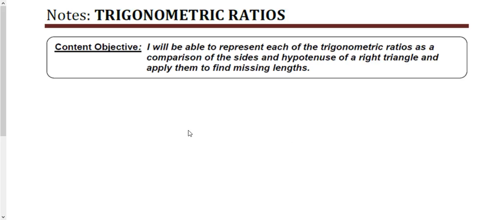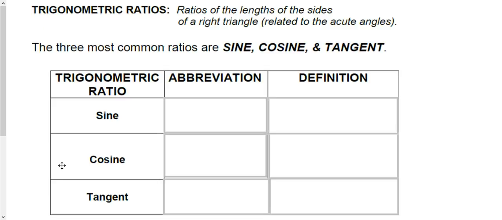In this lesson, you'll be able to represent each of the trigonometric ratios as a comparison of sides and hypotenuse of a right triangle and apply them to find missing side lengths of a triangle. So we'll start off looking at the definitions of what these trig ratios are. The three most common ones we'll be using are sine, cosine, and tangent.